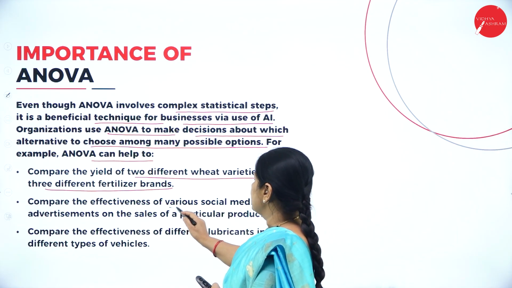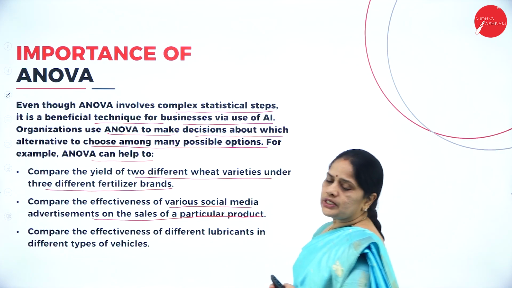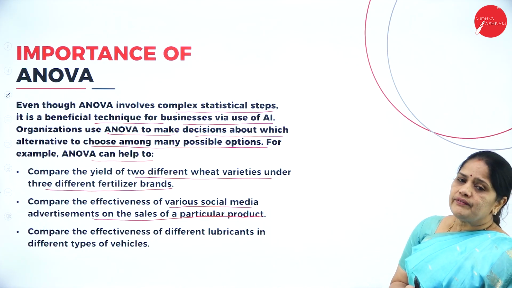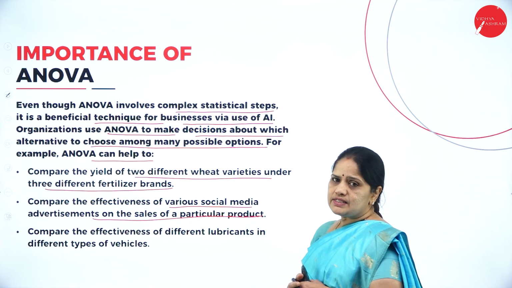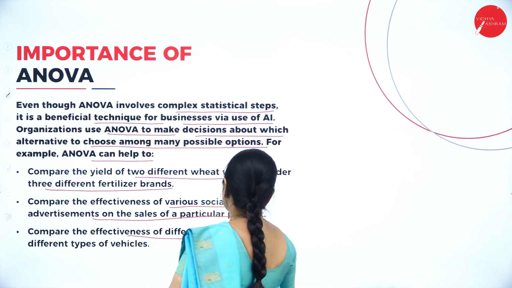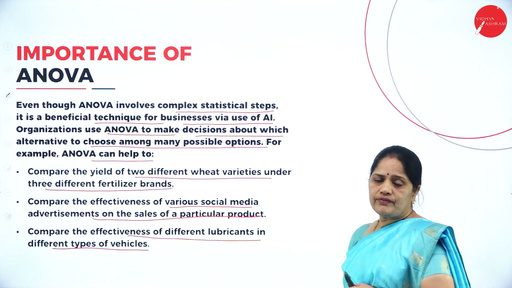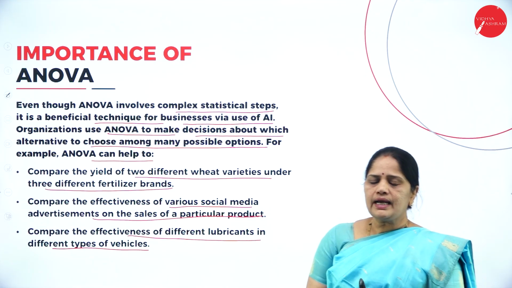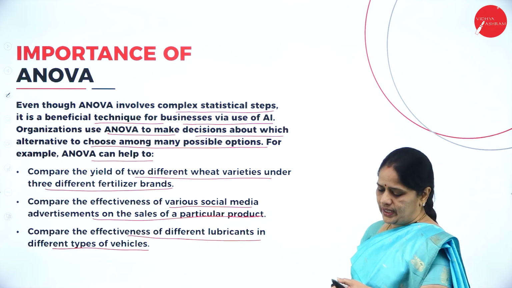Compare the effectiveness of various social media advertisements on the sales of a particular product. We can measure the effectiveness of the advertisement on the sales of the products. Then the third one is to compare the effectiveness of different lubricants in different types of vehicles. In the different types of vehicles also, we can see how the lubricants are working.